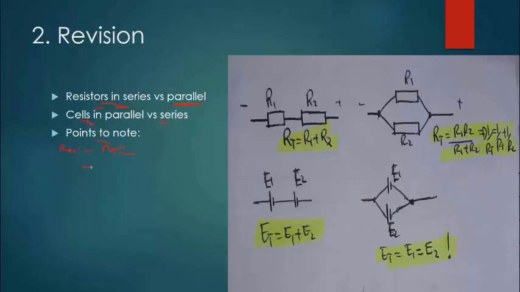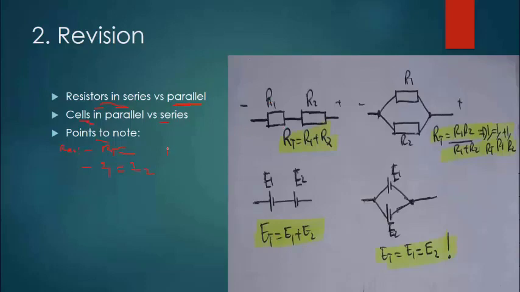The second point to note is that the current flowing through the resistors is the same. So the current flowing through resistor 1 is equal to the current flowing through resistor 2 because they are connected in series. Another point to note is that if they have different resistances, they will have different potential differences across the resistors. If the resistances are different, then the potential difference or voltage drop across the resistors will be different.